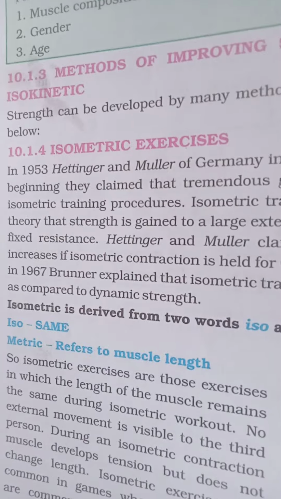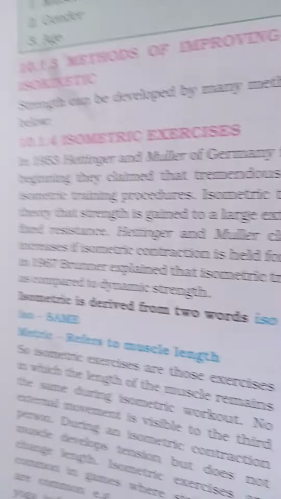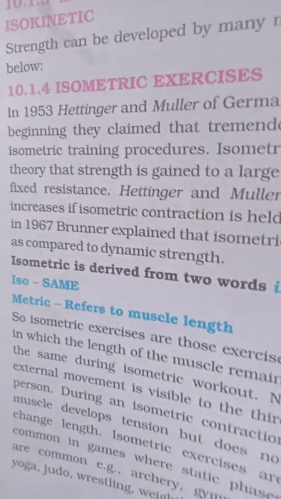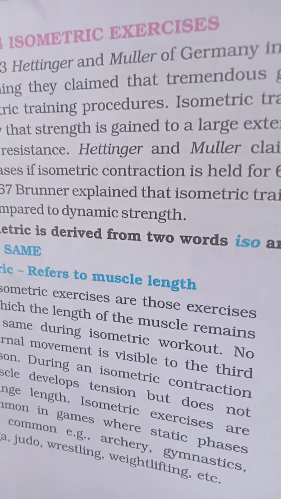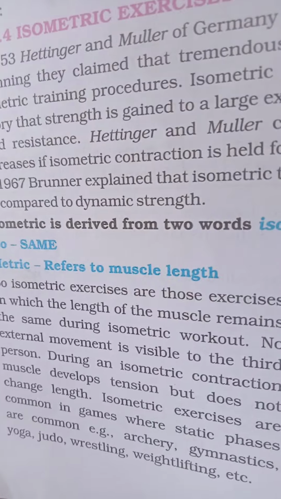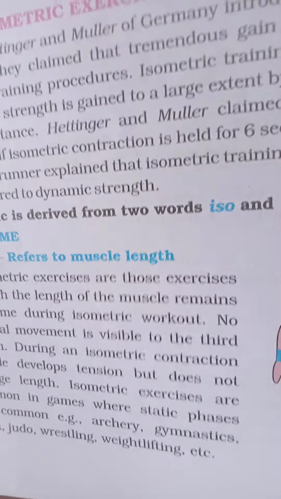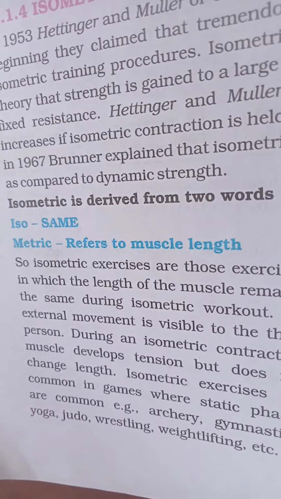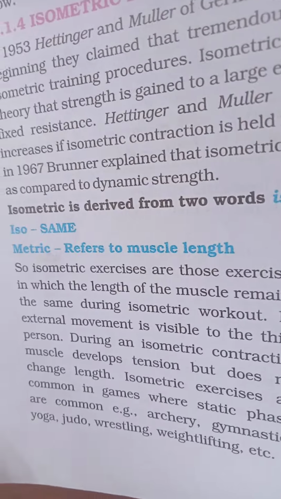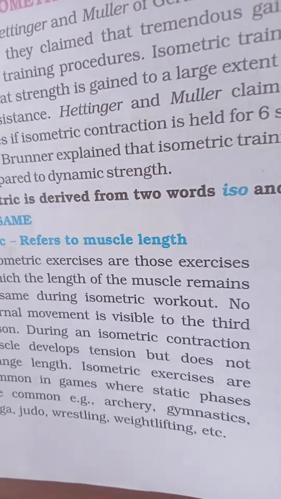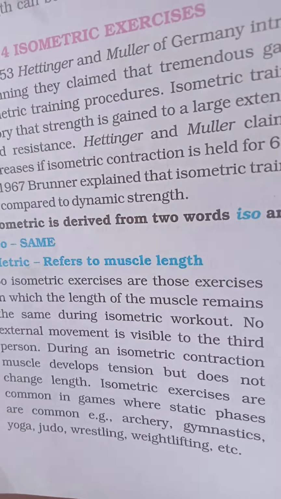So here are two words, iso and metric. Iso means same, metric refers to muscle length. So isometric exercises are those exercises in which the length of the muscle remains the same during the workout. No external movement is visible to a third person. During an isometric contraction, muscle develops tension but does not change length.